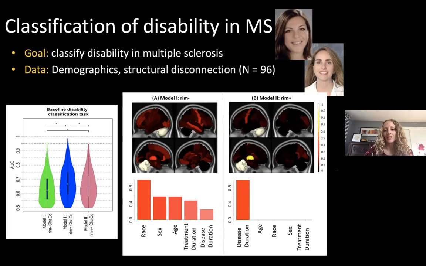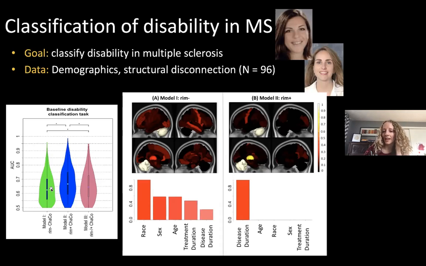And this is another work, sorry, my previous slide was also from Jaron Toslu, postdoc in our lab. And this is also work that we've been doing with a collaborator of mine, Susan Gauthier, where we're looking at classifying disability versus no disability in multiple sclerosis patients. And there we were actually able to classify pretty well if a person had a disability or not.